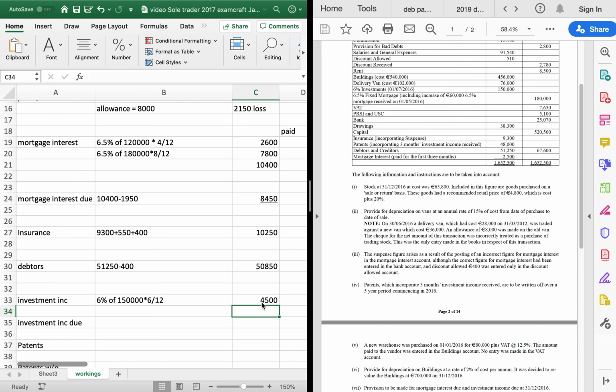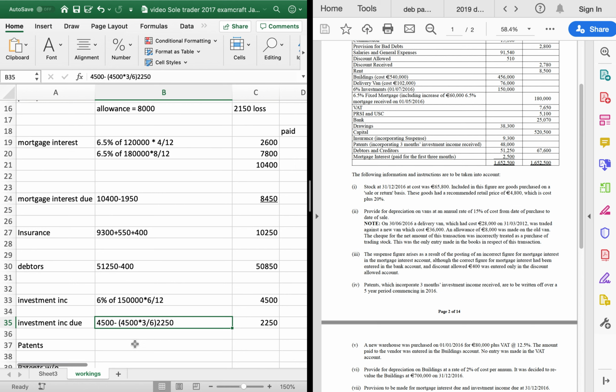That's 4,500. The investment income due then is 4,500 minus whatever we've paid. So we know we've paid 3 months investment income. So it's 3/6 of the 4,500, or half of the 4,500, which will be 2,250. So at the moment there's a due of 2,250. I'll put it in for the time being. There's normally another change to it.